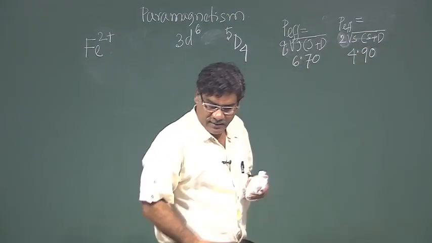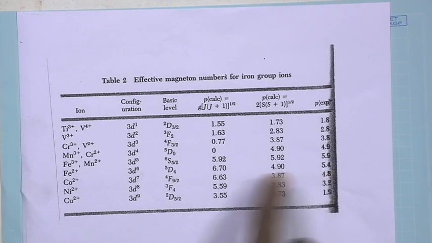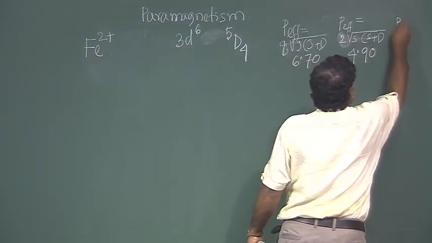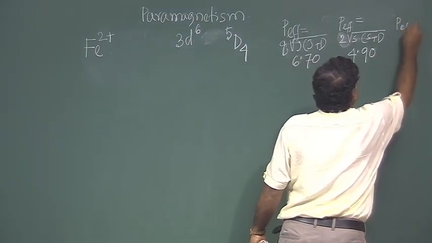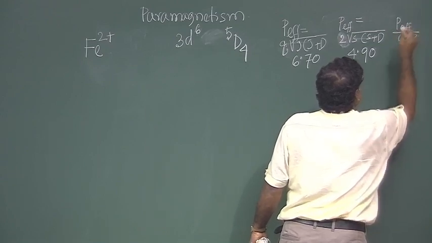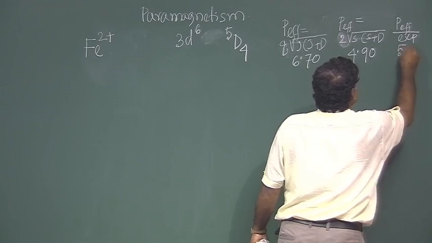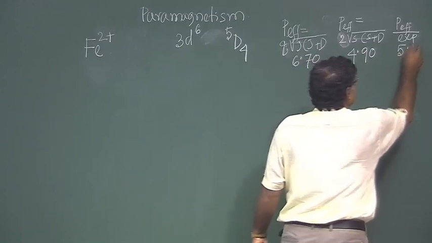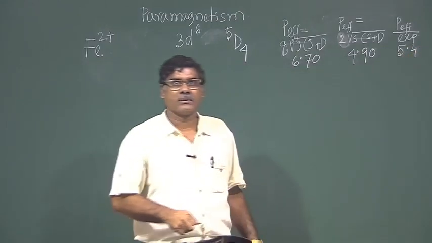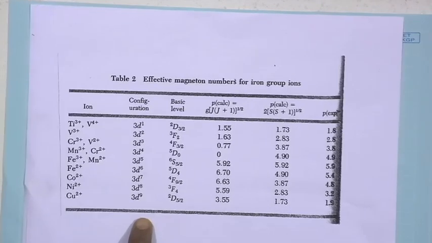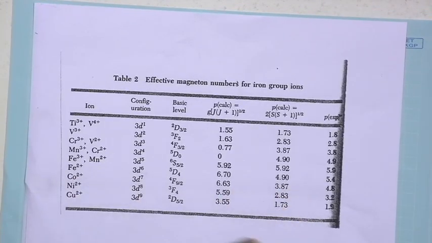And experimentally it is found that P effective experiment is 5.4. Yes, 5.4, right. So this is the data, from the Kittel book, that I am showing from the Kittel book. So I will calculate one, and you should calculate the others and check it.